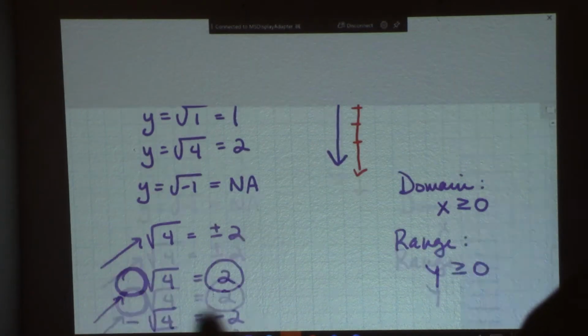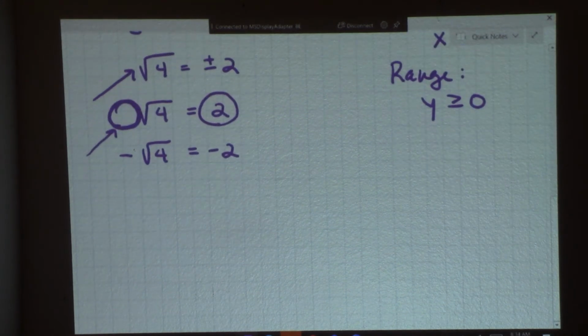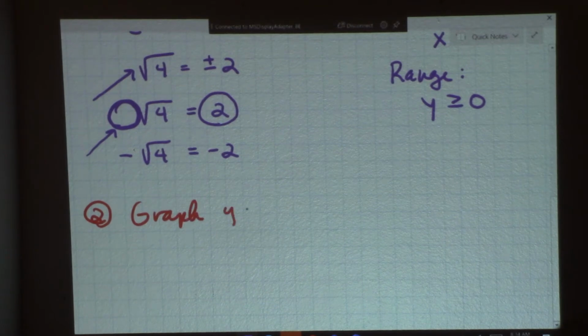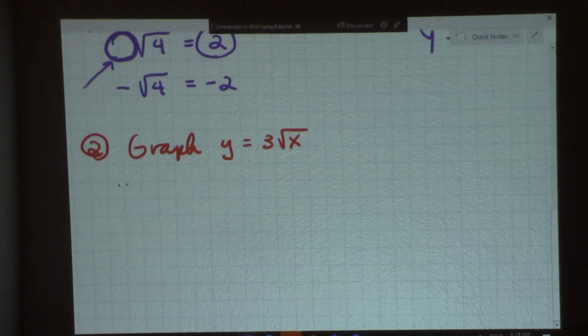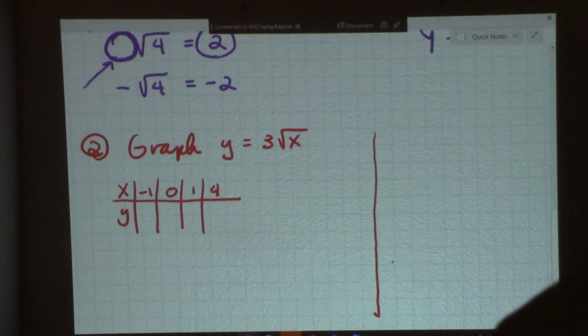All right, let's go on to number 2. And you guys can catch up while I write this down and graph my table. -1, 0, 1, and 4.